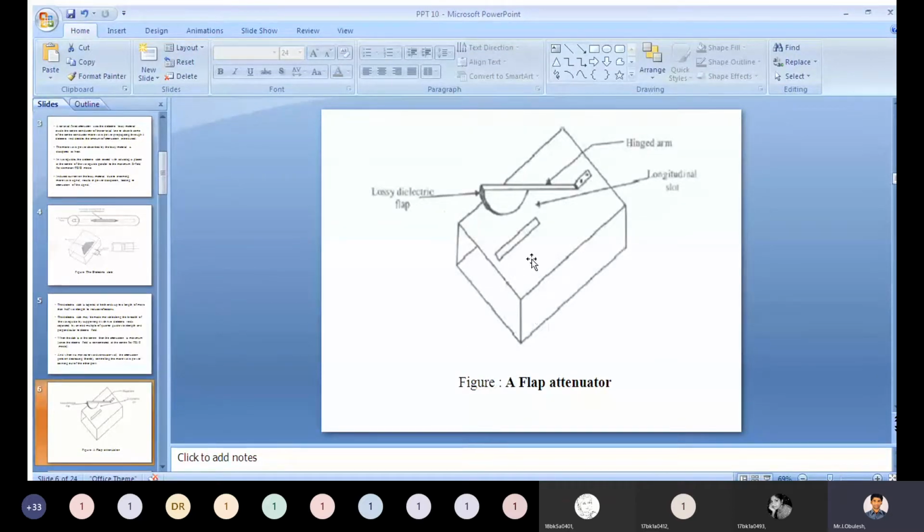When this flap is completely outside the slot, the attenuation is zero. And when it is completely inside the rectangular waveguide, the attenuation is maximum.